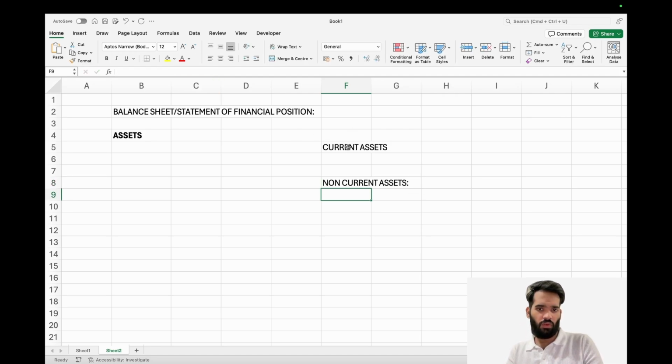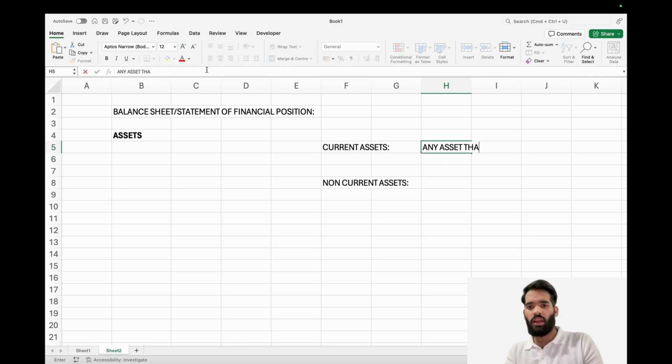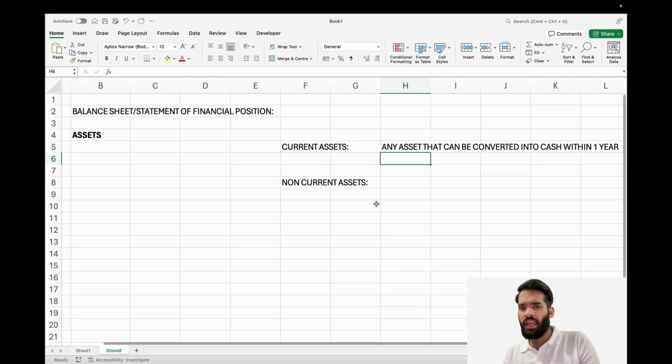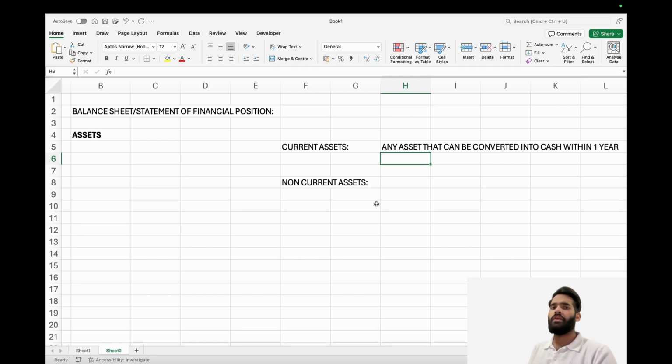So let me define what these are. Think of current assets as any asset that can be converted into cash within 1 year. Saying any asset that can be converted into cash within 1 year is not a 100% accurate way of defining it, but for now I will use this way. As we go along, you'll see why I use this way of defining current assets.